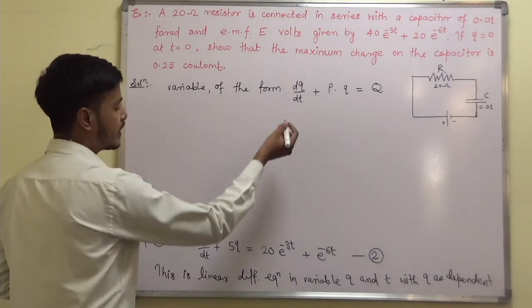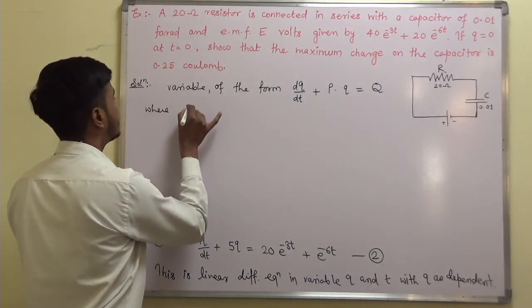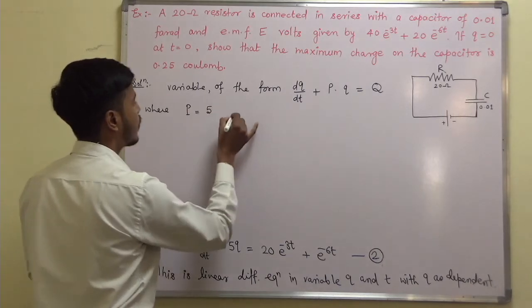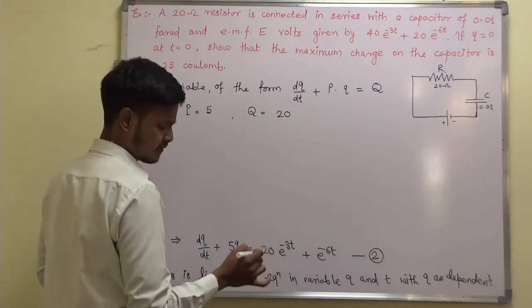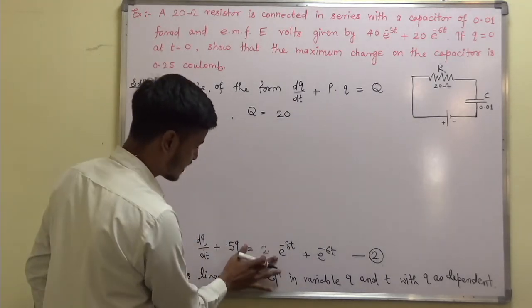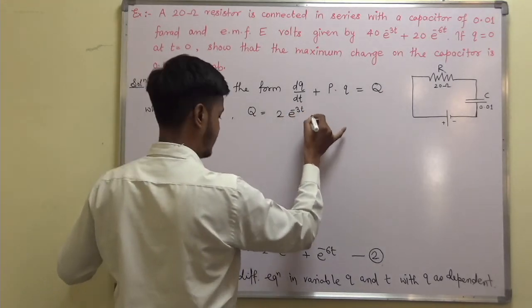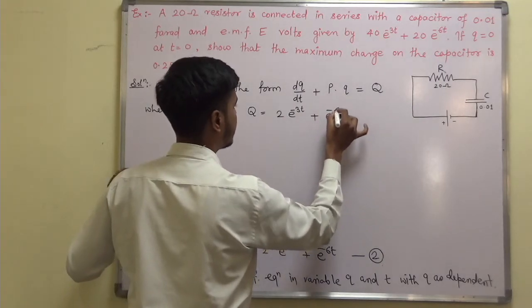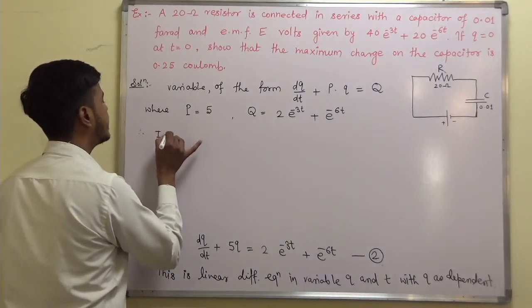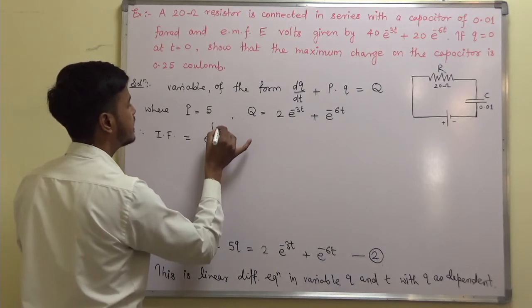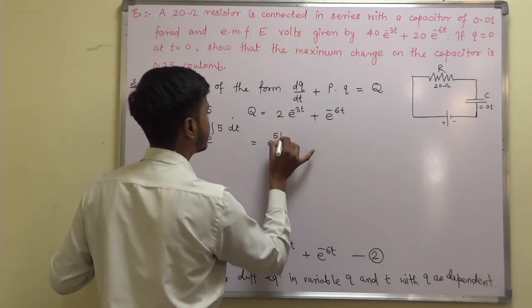Now what is my p? P is equal to 5. What is q? Q is this 20. Is that 20? That should be 2. Yes, that should be 2. This is 2 e to the power minus 3t plus e to the power minus 60. So let us find out the integrating factor. Therefore, integrating factor is equal to e to the power integration of 5 dt. So this is e to the power 5t.